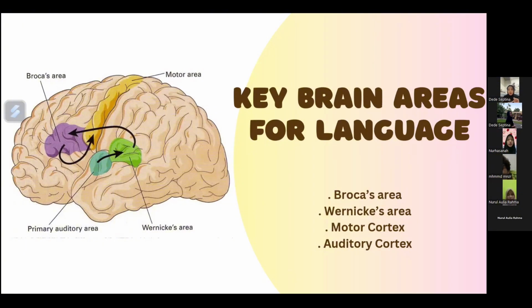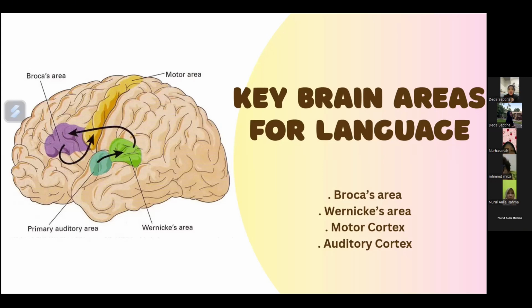Broca's area is for speech production. It's located in the frontal lobe, usually in the left hemisphere. It helps us form sentences and organize the grammar correctly. If damaged, it causes Broca's aphasia, where a person has trouble speaking fluently. People with this condition understand language well, but struggle to form full sentences.